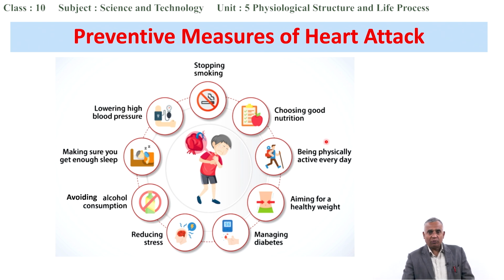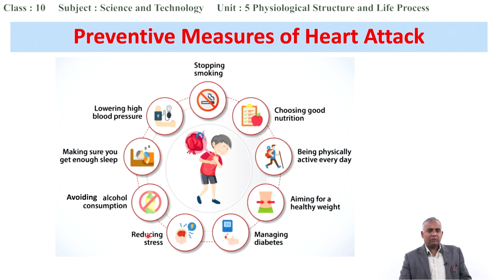Every day you have to do physical work, which makes you active and makes your organs healthier. Next, aiming for a healthy weight. If you are overweight, you have to reduce it. Then managing diabetes. If a person is diabetic, then by controlling different types of foods that increase diabetes, and if necessary by taking medicines also, we have to control it.